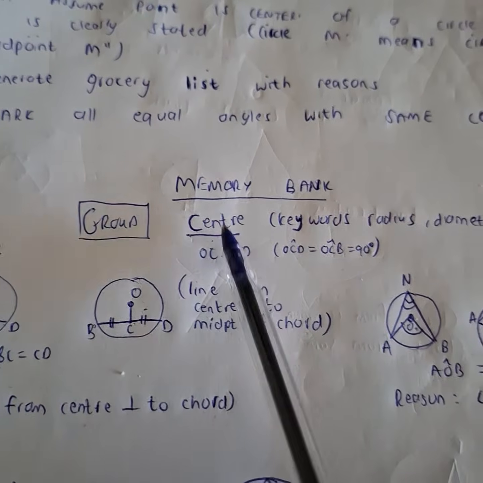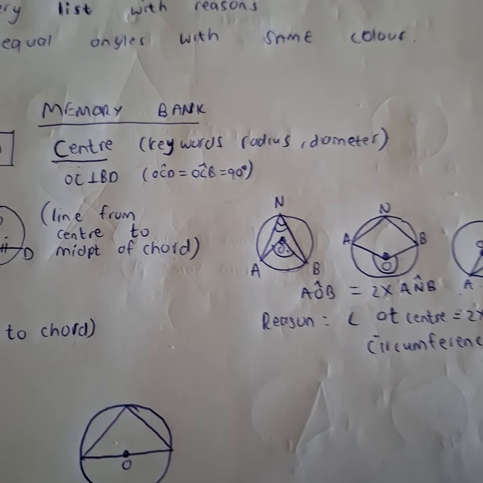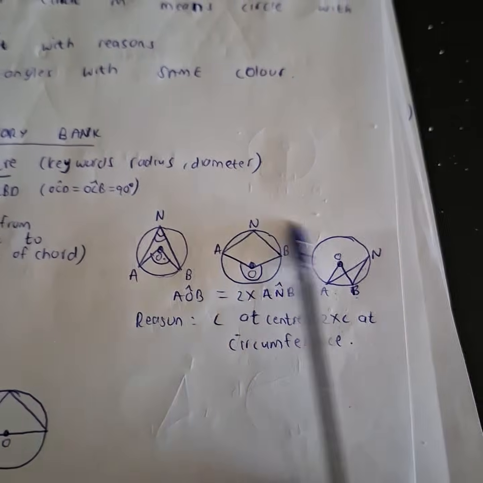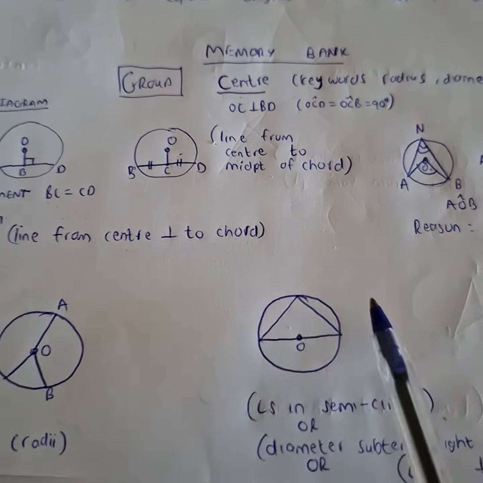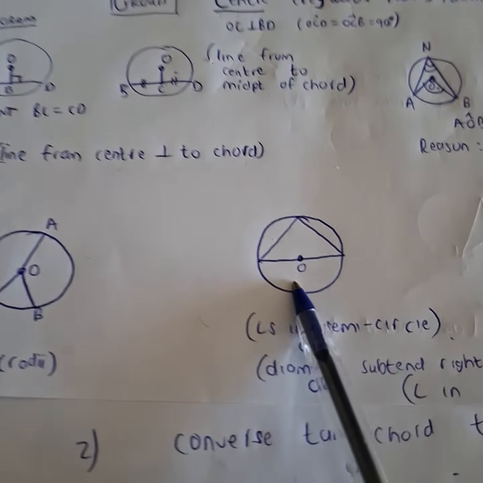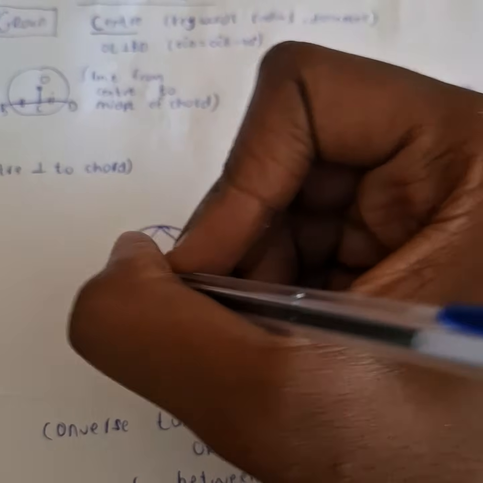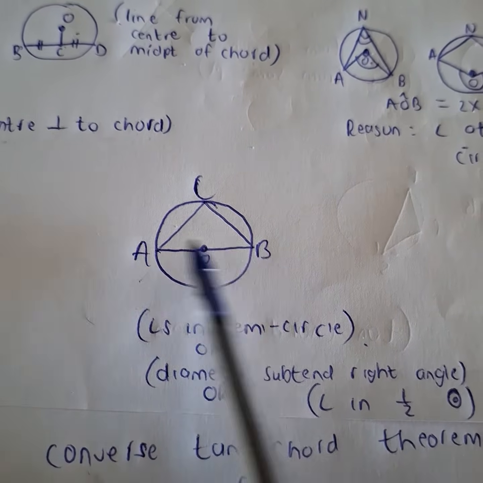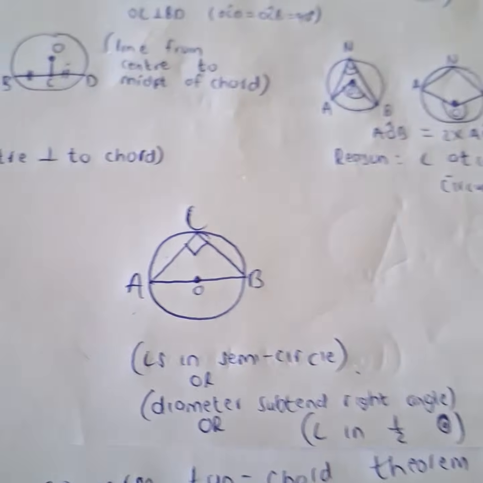So the minute you see center or radius or diameter in your diagram, then of course it should call to memory these theorems, their diagrams, and remember the reasons, or this last one, which basically says angles in a semicircle. In other words, a diameter subtends 90 degrees at the circumference.